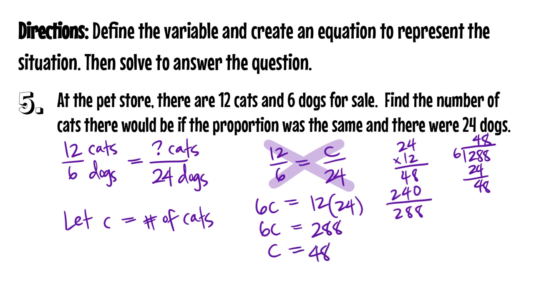So now that we have our answer for C, we want to write a brief statement or sentence that answers the question. The question is to find the number of cats. And you can just write something like, there would be 48 cats. And that's our answer.